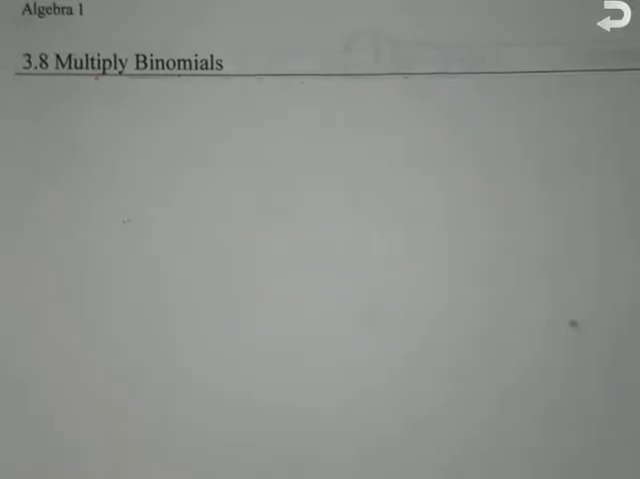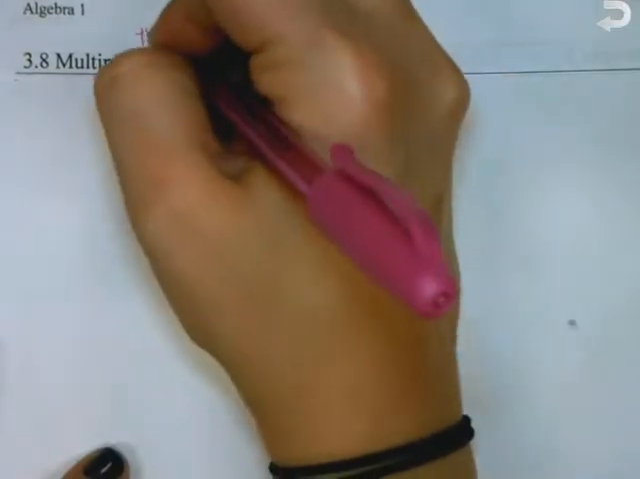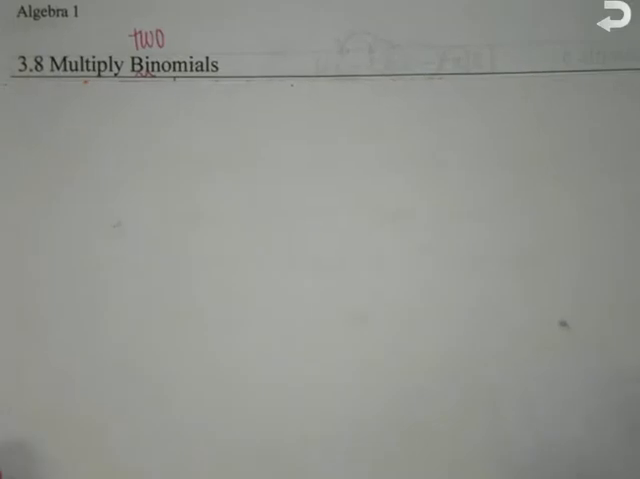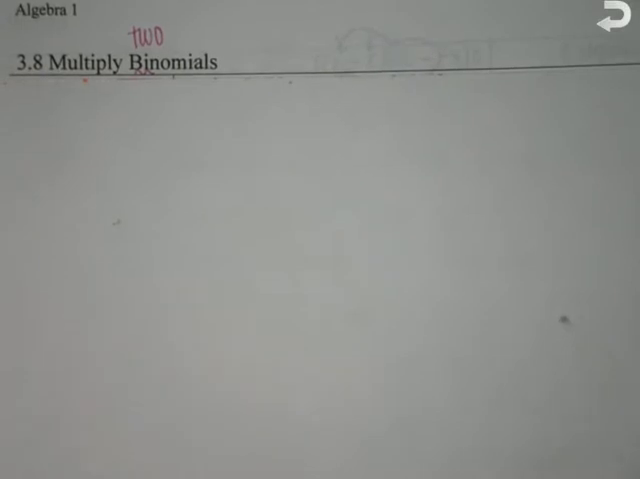Alright guys, so yesterday we multiplied monomials by polynomials. Today we're going to be multiplying binomials. What does binomial mean? Two. So we are going to be multiplying terms that have two things inside the parentheses. Okay, we have multiple methods of doing this.